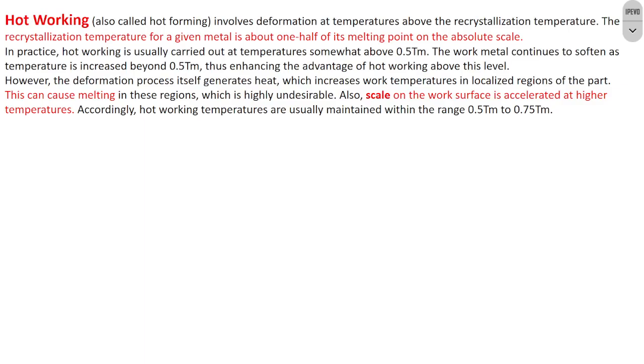In hot working, the temperature of the material is set to such a level, 50% of the melting temperature. In practice, hot working is usually carried out at temperatures somewhat above 0.5 times the melting temperature.